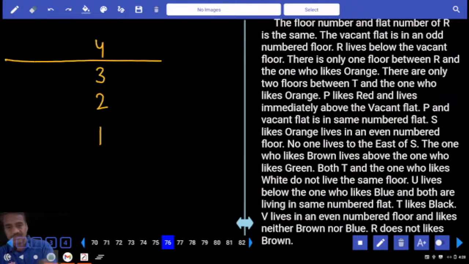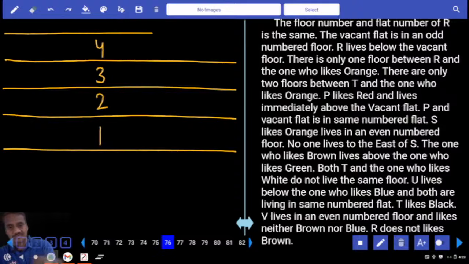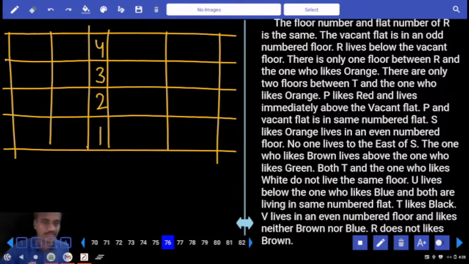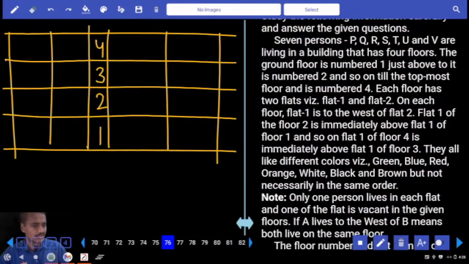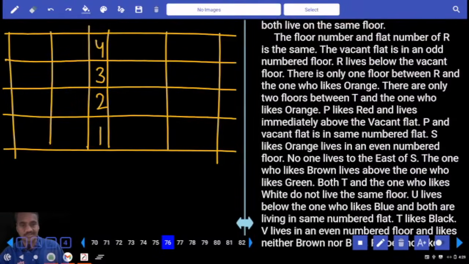And each floor is having how many flats? 2 flats. Altogether 4 floors with 2 flats each means 8 flats. Then one of the floors is vacant. At the same time, is there any parameter given? Yes, color is also clearly given. Definitely under the second priority.